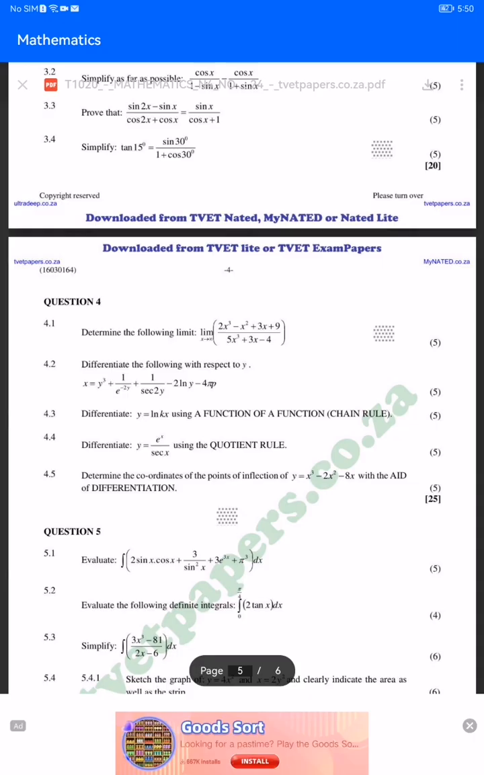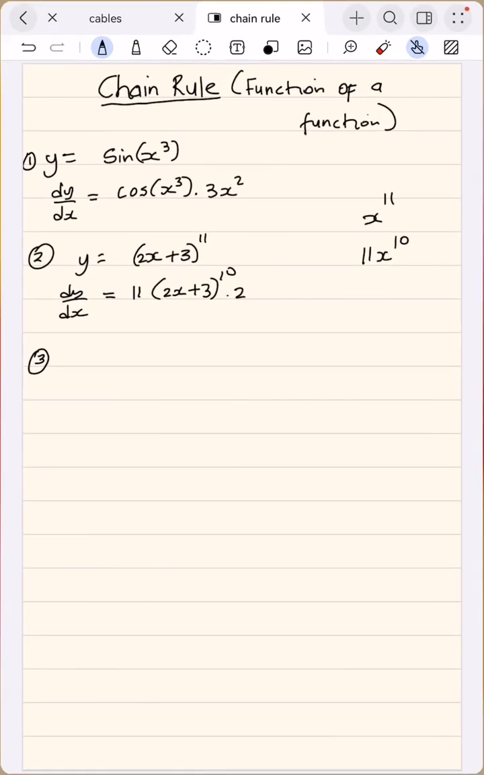4.3. ln kx using function of a function. 5 marks. This is ridiculous. This is like 5 marks. ln kx. No, they are playing with us. But who doesn't like 3 marks?